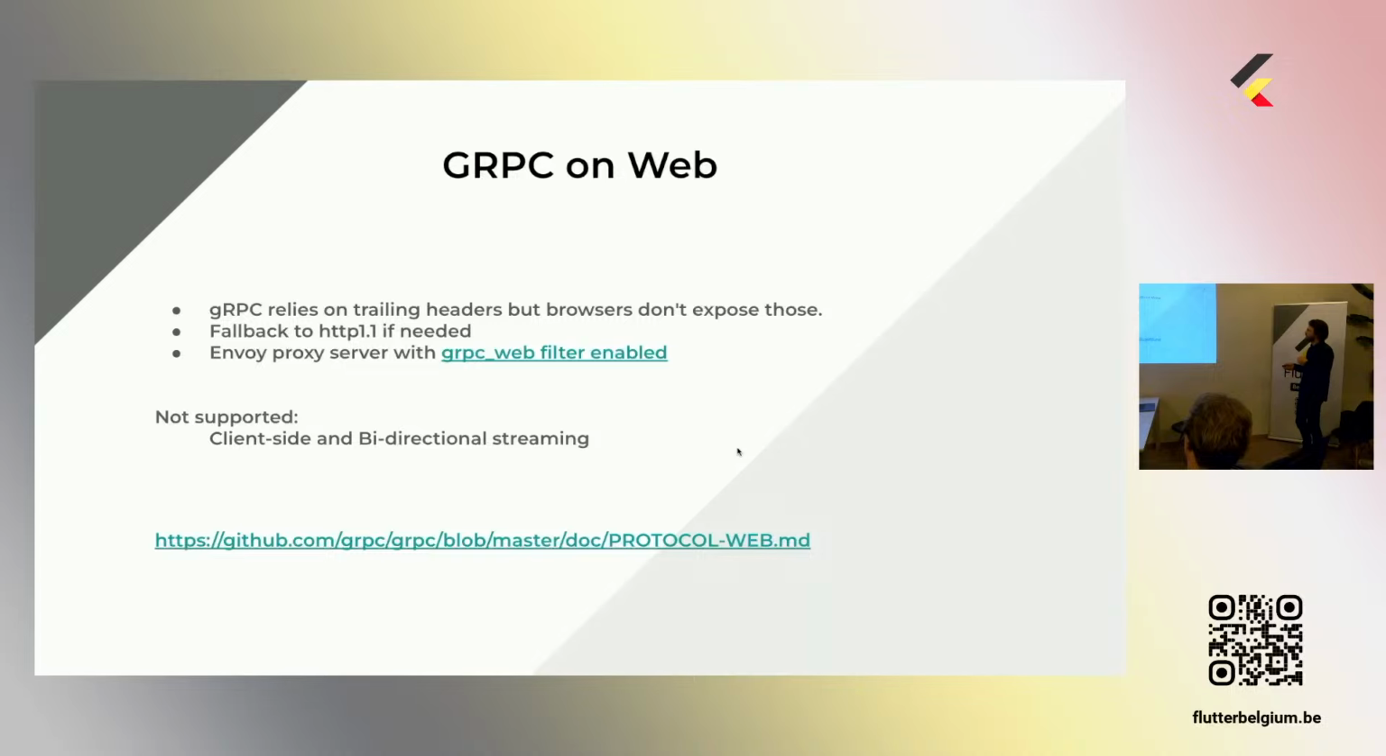What Envoy proxy does is that, even if you have very, very old browsers, it can fall back to HTTP 1.1 and it still keeps on working. What is not supported is bidirectional streaming and also client-side streaming. That's not supported because you cannot make it happen on web. What is supported is the other way around. If the server sends streaming data to the client, that works.